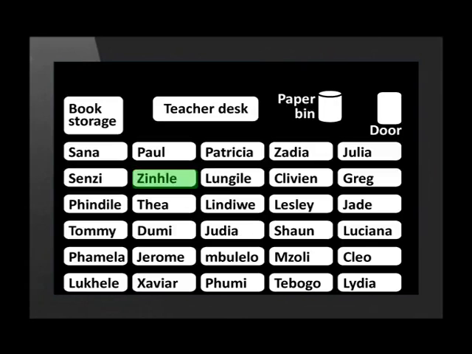Row 4 from the door. How many learners are in this class? There are 30 learners. These layouts help teachers a lot.